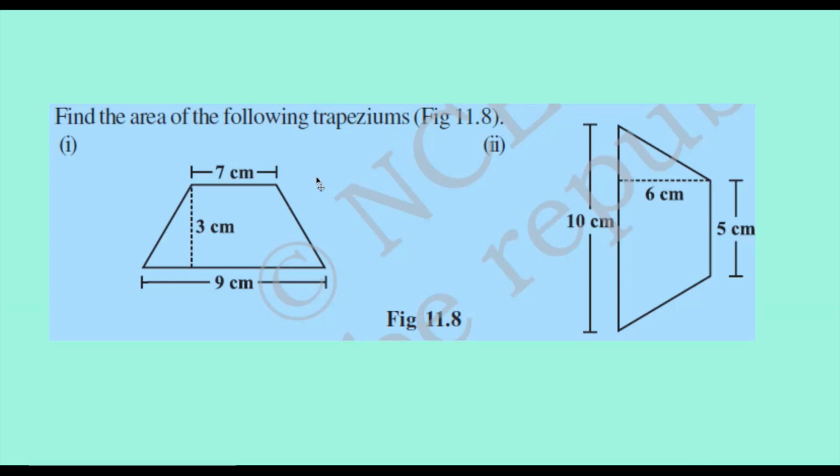Here you have a question to solve. Find the area of the following trapeziums. Here you can see parallel sides are 9 and 7, height is 3. So its area is equal to half into 9 plus 7 into 3. Do find it out. Similarly, here parallel sides are 10 and 5 and the height is 6. So do it yourself.